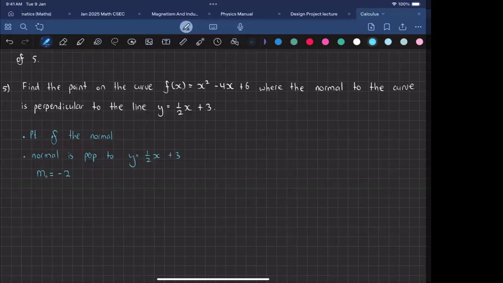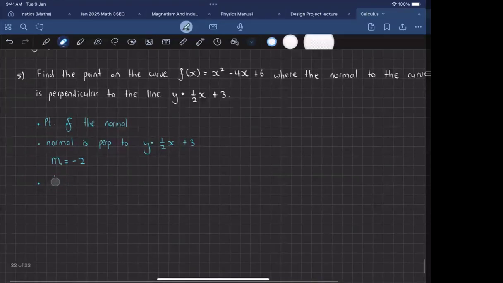So let me think about it logically, right? You tell them to find f prime x. F prime x is the gradient of what? When you find the first derivative, you find the gradient of the tangent. So when you find f prime x, are you finding an expression for the tangent or the normal? Tangent. Okay, we're gonna stick with that, right? No worry. Makes sense.